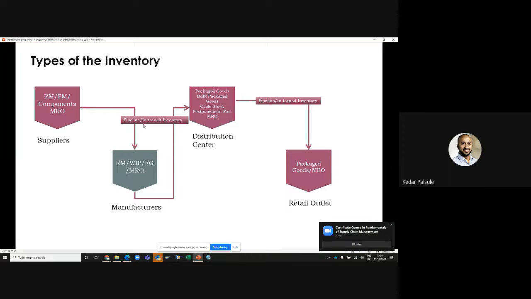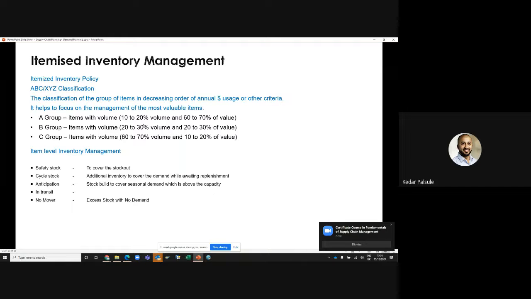So this inventory is classified as per flow, and the second slide inventory is classified as per its functions. Like safety stock's function is to cover the stock out. Cycle stock's function is to cover the demand while awaiting replenishment, etc. So the inventory can be defined in multiple ways.